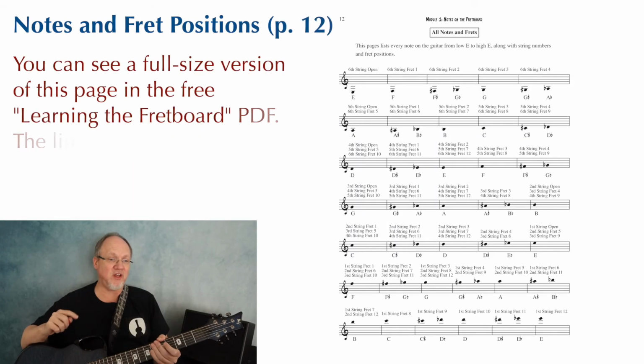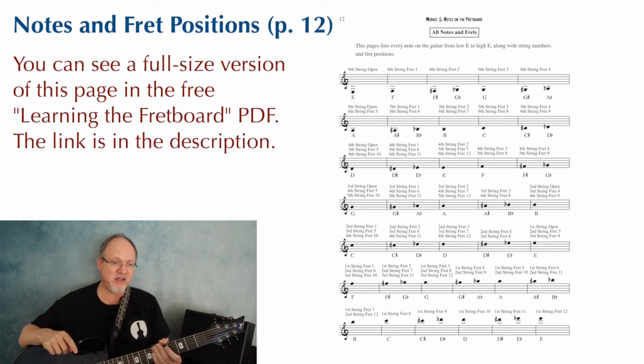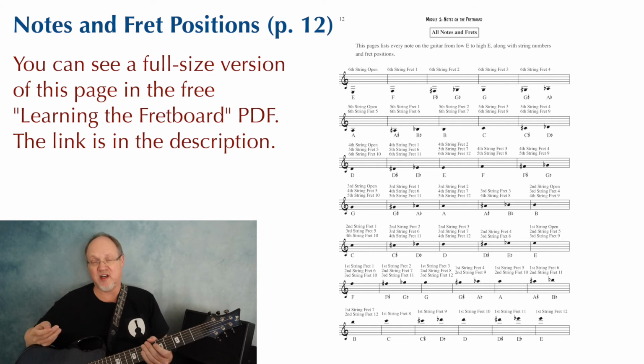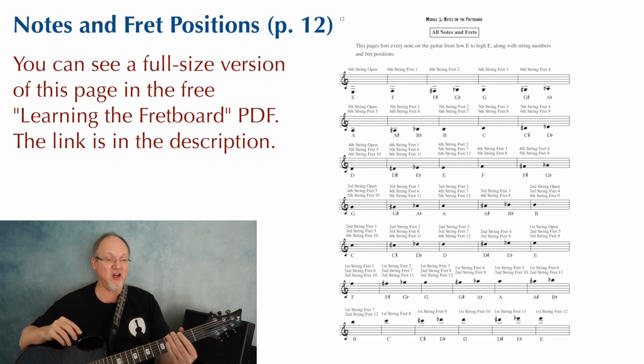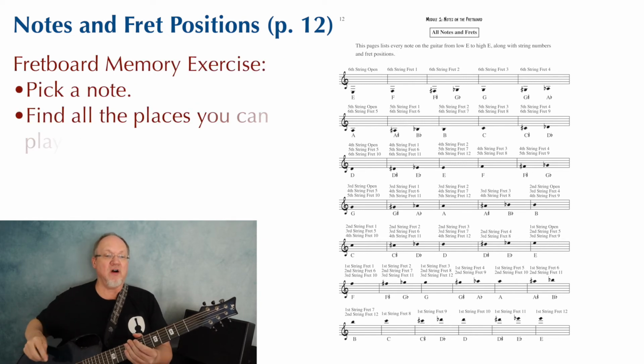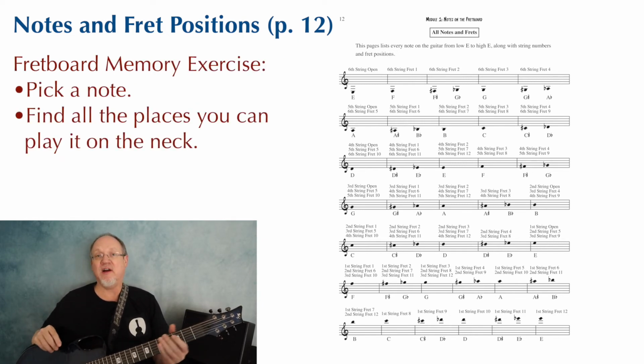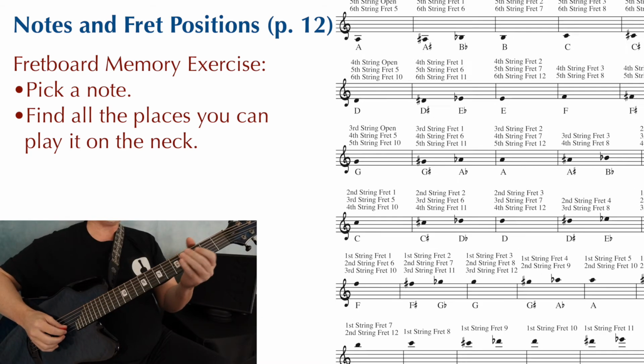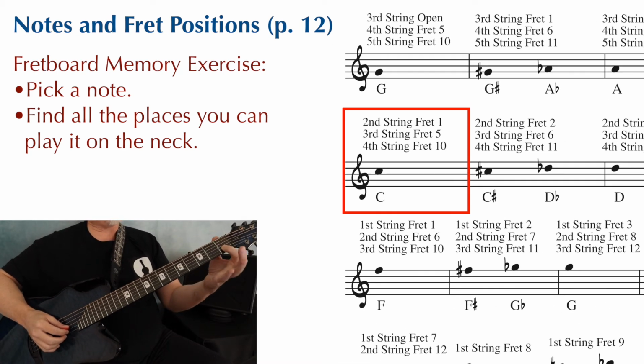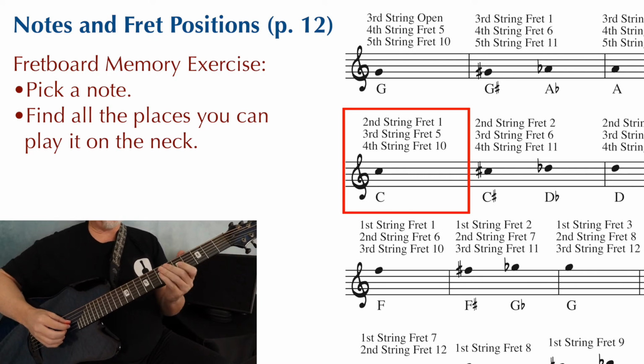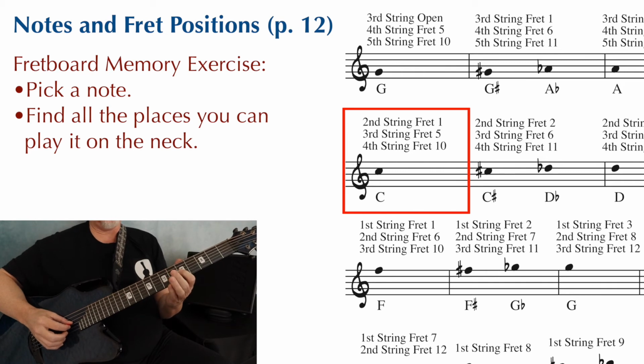Page 12 shows every note on the guitar from low E to high E, along with string numbers and frets. Here's another memorization exercise. Instead of just going up and down the strings, you could also take one note and figure out how many places you could play it on the fretboard. Let's check out this 3rd space C. Usually we play this on the 2nd string 1st fret, but you can also play it on the 3rd string 5th fret, and on the 4th string on the 10th fret.